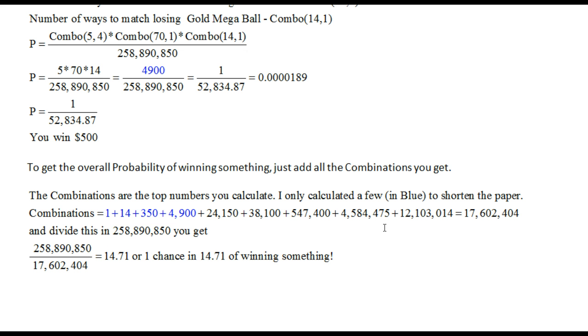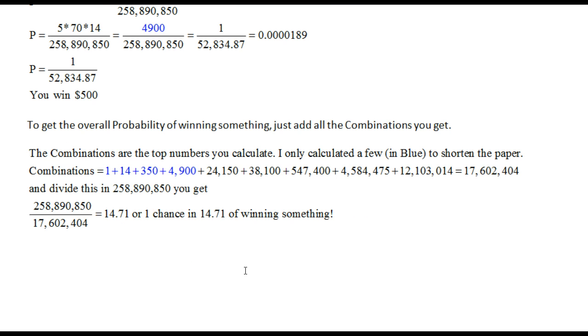And if you add them all up, you'll get 17,602,404. That means that's the combinations you will have gone through to win something, okay? And you divide that into your total combinations, you'll get 14.71, or 1 chance in 14.71 of winning something. And if you look on the online table for Mega Ball, they have that listed. They didn't put the 1 there. They just say 14.7, okay?